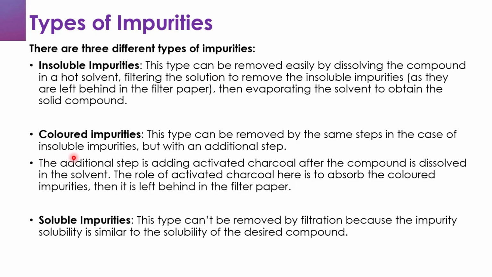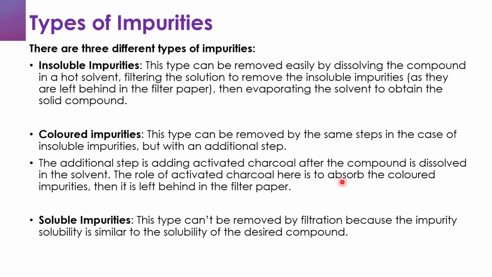The next is the colored impurities. This type can be removed by the same steps as in the case of insoluble impurities, but with an additional step. The additional step is adding activated charcoal after the compound is dissolved in the solvent. The role of the activated charcoal here is to absorb the colored impurities.